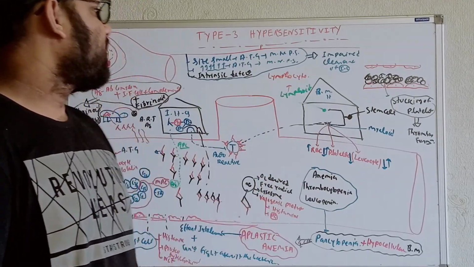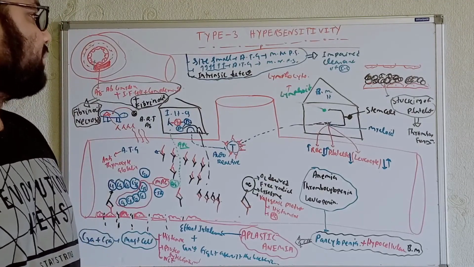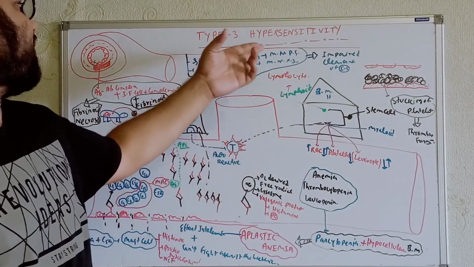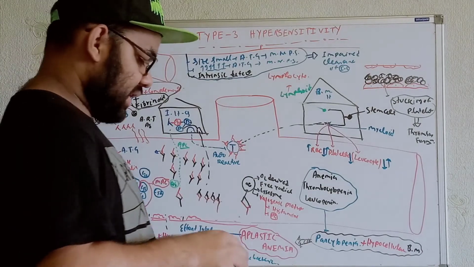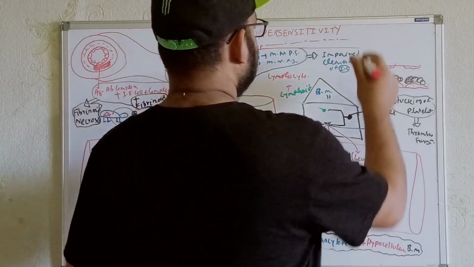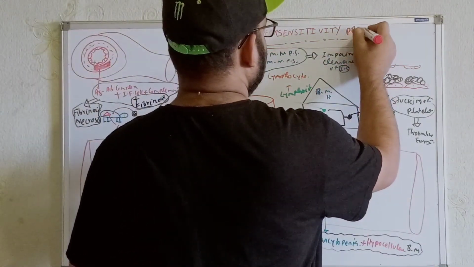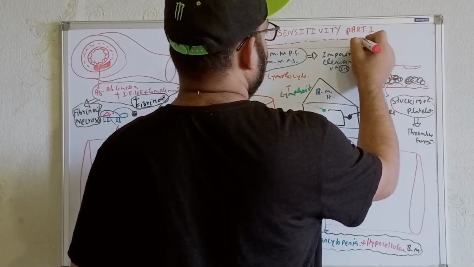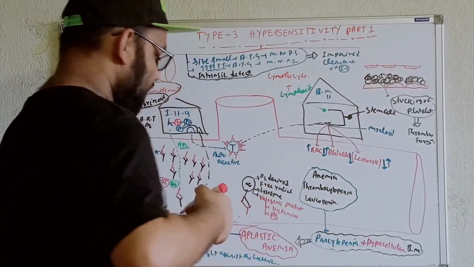Now this type of thing we'll talk about in detail in the next part of the video. That will be part 2. This is type 3 hypersensitivity part 1. Let's write it over here. This is the type 3 hypersensitivity part 1. And the next part I will talk about in detail after the rest of the parts of type 3 hypersensitivity.